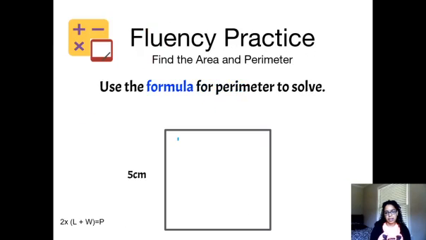So we just found out the area for this. It was 25 centimeters squared. Now we're going to find the perimeter. So use the formula for perimeter to solve. And this is what Eureka Math really wants us to use. So I know when we did a lesson in the beginning together, I listed them all, but not this time, because this is what Eureka wants. Getting you ready for that middle school math.